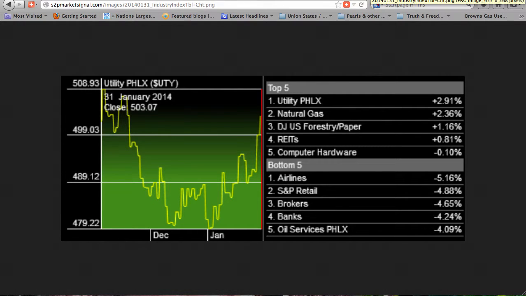Industry rotation the last 2 weeks. 4 of the top 5 industries are positive, and all of the bottom 5 are negative. Bullish: computer hardware remains in the top 5. REITs has entered the top 5. Oil services remains in the bottom 5. Gold and silver has left the top 5. Bearish: S&P retail remains in the bottom 5. Banks and brokers have entered the bottom 5. Disk drives and networkers have left the top 5. Oil has left the bottom 5.